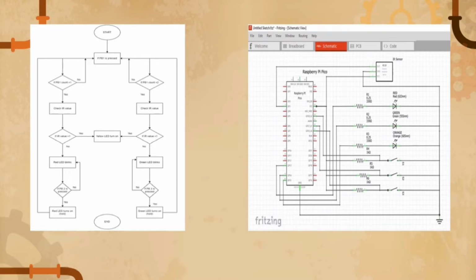Moreover, the flowchart of the circuit is drawn using flowchart maker software. This flowchart mainly represents the interaction between the user and the system. The process of how the system is responding to the user activities and the whole functionality of the system is represented in the following flowchart diagram.